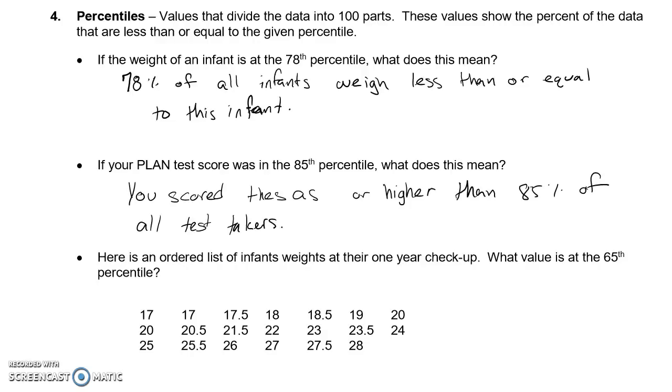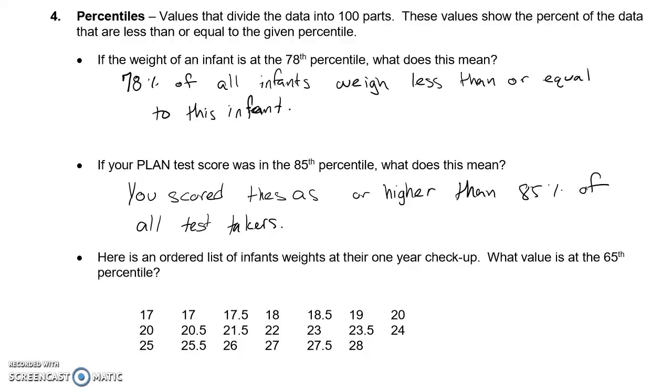Okay? So it means you scored the same as or higher than 85% of all test takers. You might have got a 40% on the test. You might have got a 95% on the test. It doesn't say anything about accuracy. It just compares you to all other test takers.